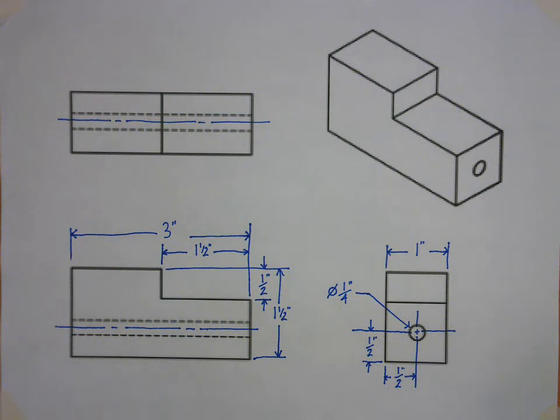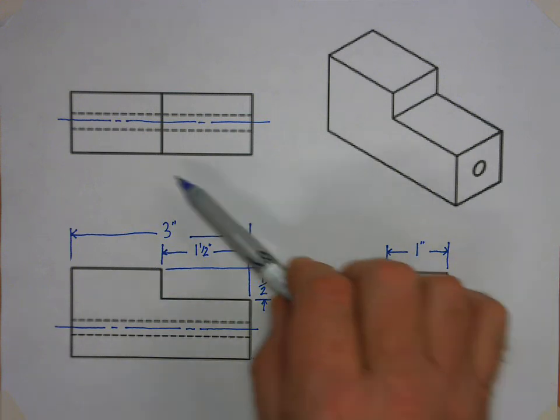We can double check. Do we have overall width? Yes. Overall height? Yes. Overall depth? Yes. Contour width? Yes. Contour height? Yes. Do we have the location of the hole? Yes, it's a ½ inch up, it's a ½ inch over. Do we know how big the hole is? Yes.